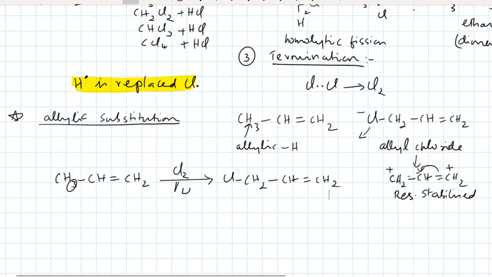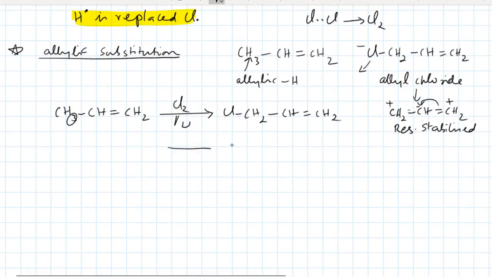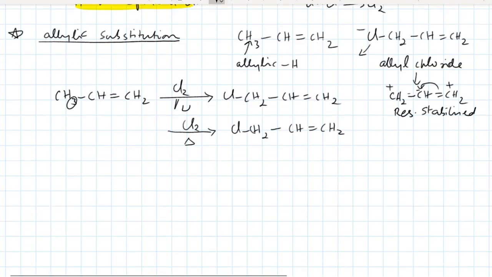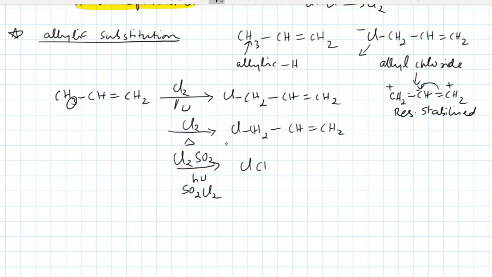Or, as I told you in the beginning, free radical substitution can also take place by heating. If you supply energy to break the Cl-Cl bond in the Cl2 molecule, you will again get the same allylic chloride, where the hydrogen is replaced, CH2 CH double bond CH2. You can also add SO2Cl2, and in the presence of light, a chlorine free radical will be generated. Again you get the same product.